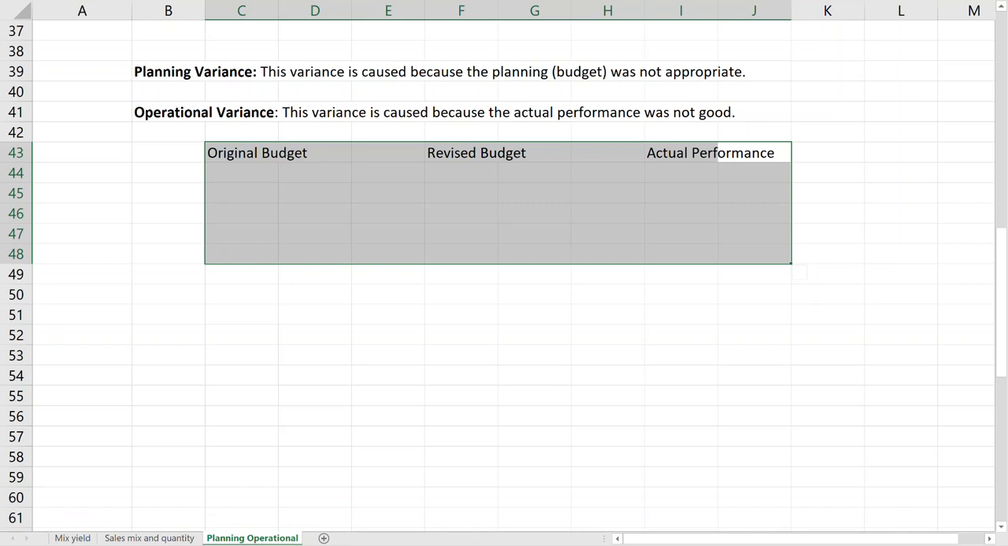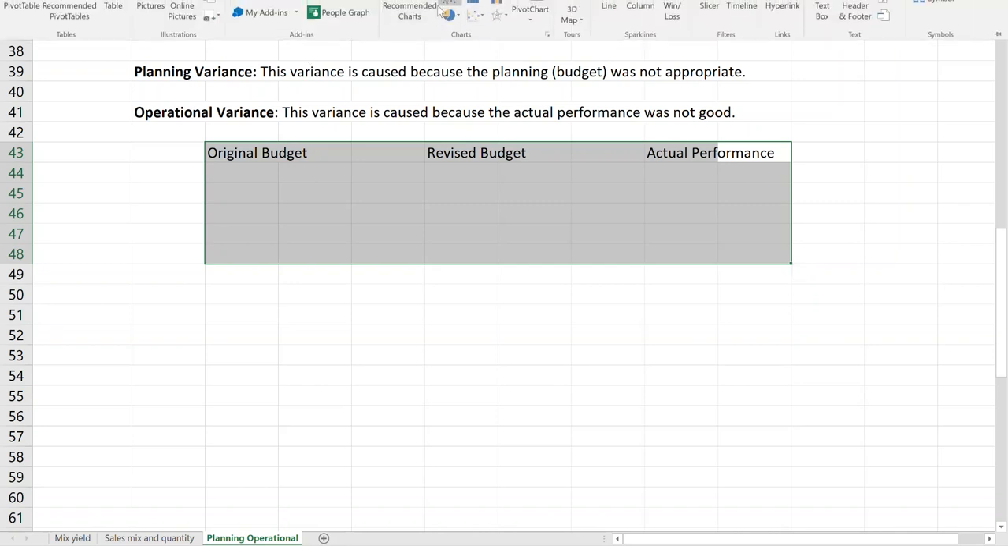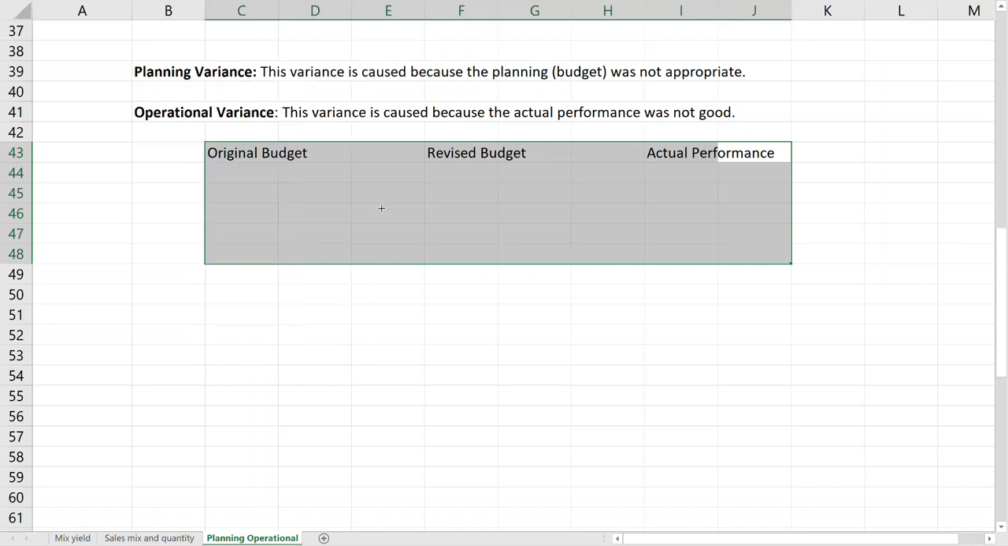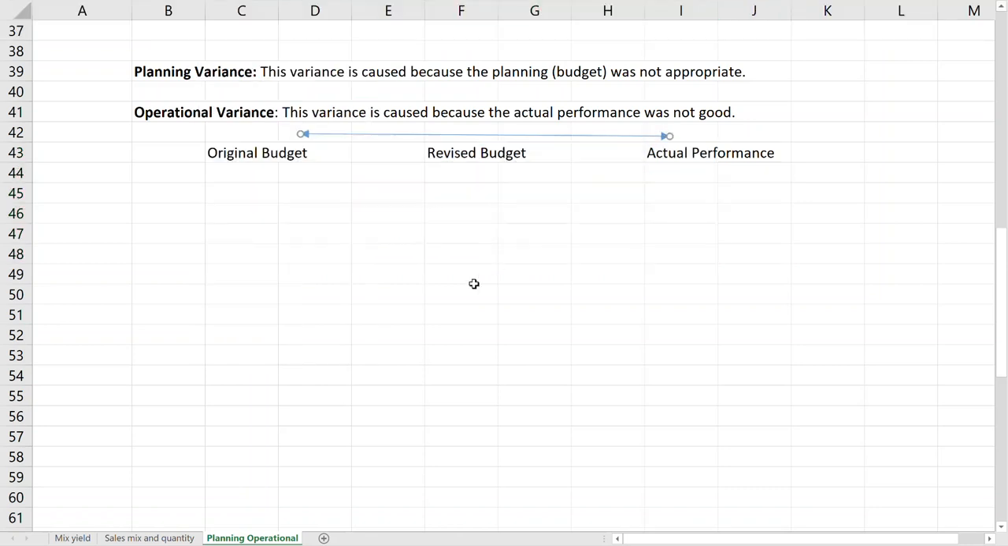Let's see if I can find something. Let me write like this. Yeah, this is the total variance.